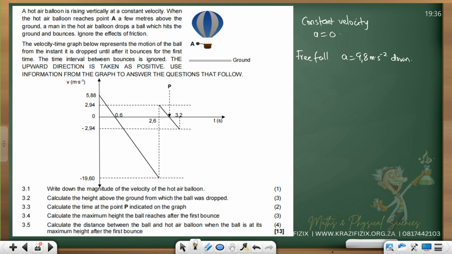Okay, quickly. When the hot air balloon reaches point A, a few meters above the ground, a man in the hot air balloon drops a ball. Guys, please listen. I told you I'll come back to this. When we started that first question, object B was dropped. Do you notice we are dropping another object here? But their initial velocities are not the same, although we said dropped. Check. That first question, we dropped from a stationary point. What's the initial velocity? 0.